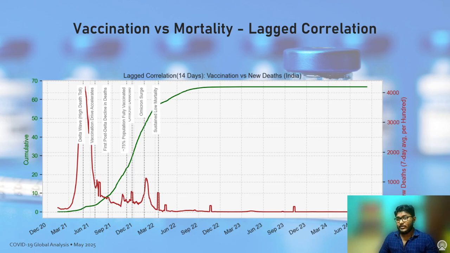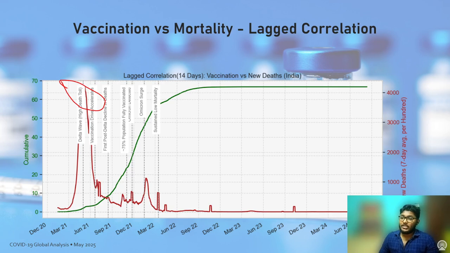As we see, during the Delta wave, which is May to July of 2021, deaths peaked sharply before vaccination coverage had substantially risen. Over here, the Delta wave, before the vaccination started, was a very high death toll. And as vaccination became more normalized among the population, the spikes reduced significantly, and it eventually flattened as vaccination effort accelerated after the mid summer of 2021.